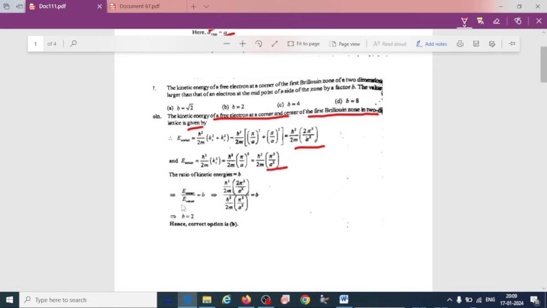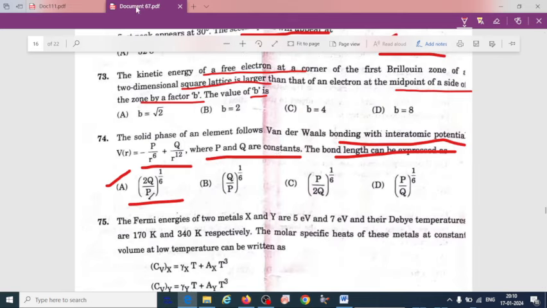Then take the ratio. This is going to be what? Is equal to b. Then if you take the ratio, you are going to get equal to b. Here 2 pi square is there, so it is pi square. So everything gets cancelled and you are going to have the final answer b here. So here option B is equal to 2. Option B is correct.